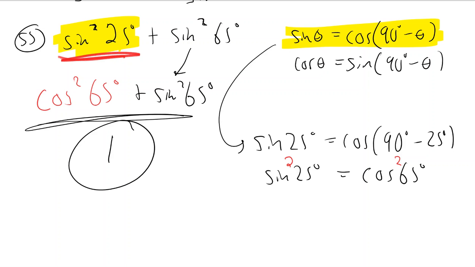So even though I don't know what the sine of 25 degrees is, and I don't know what the sine of 65 degrees is, using this cofunction, I can say the sine of 25 is the same thing as the cosine of 65. By making that change, it doesn't matter that I don't know the cosine of 65 or the sine of 65, because sine squared of an angle plus cosine squared of the same angle is always going to be 1. That's the first Pythagorean identity. That's always true.